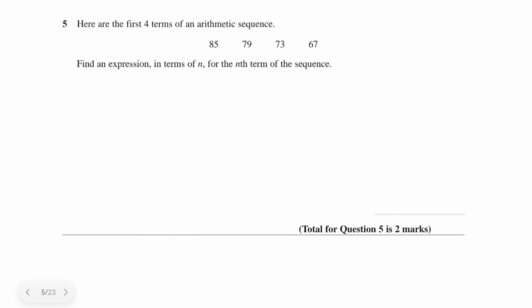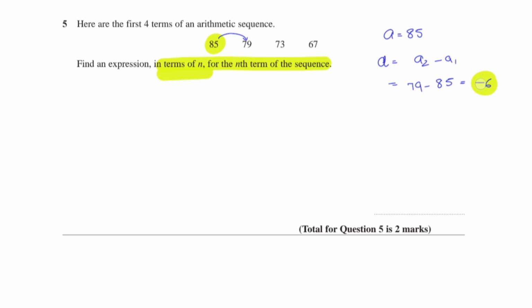Okay, moving on to the next question. Here are the first four terms of an arithmetic sequence: 85, 79, 73 and 67. Find an expression in terms of n for the nth term of the sequence. So the first term we already know: a is 85. And what is the common difference? You have to subtract a2 minus a1, second term minus first term. So I get 79 minus 85, that is minus 6. So I got my common difference as well.